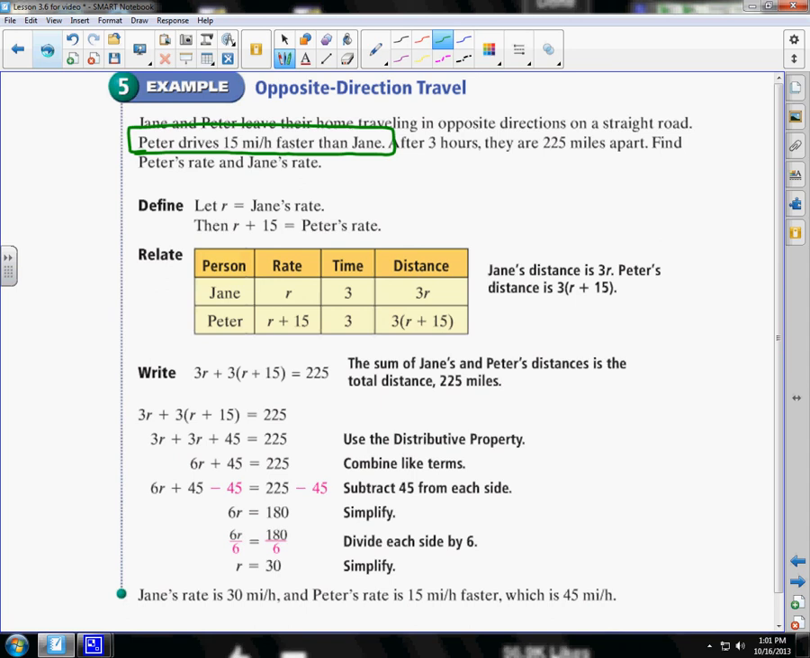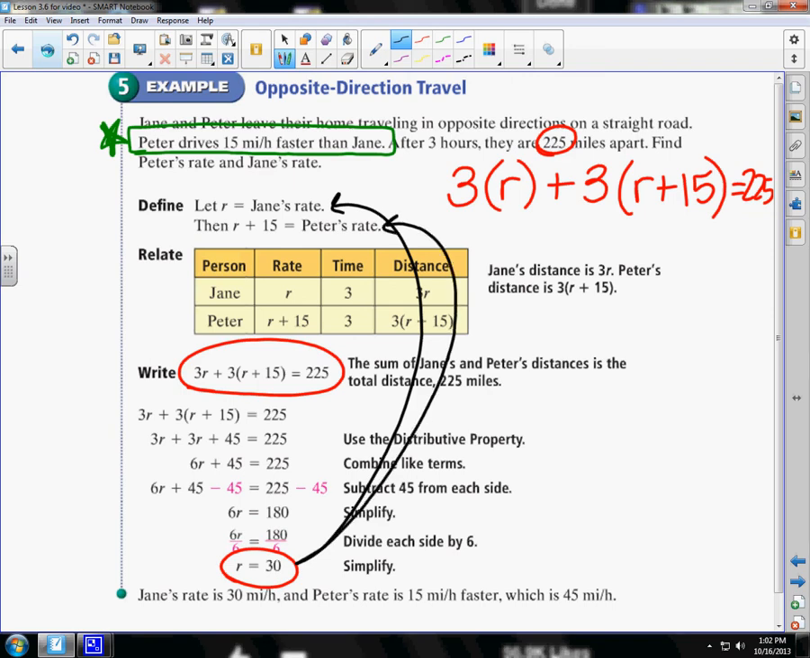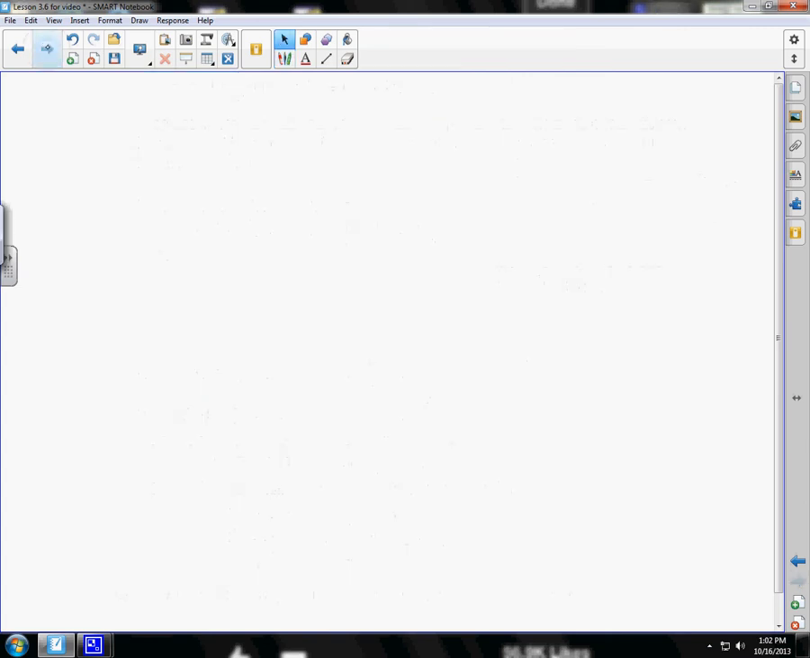And then Peter is r plus 15. That is a really key sentence right there. You have to make sure that you see that. So now I have their two rates, and they both went 3 hours. So I'm going to add them together: 3 hours times Jane's rate plus 3 hours times Peter's rate, and it equals a total of 225 miles. So they did that right here, and then they solved it, and they figured out r was 30. So you're not done quite yet. Then you have to put that back into here. So I know Jane's rate is 30 miles per hour. Then Peter's would be 30 plus 15, which is 45 miles per hour. Okay, that is it for your notes.